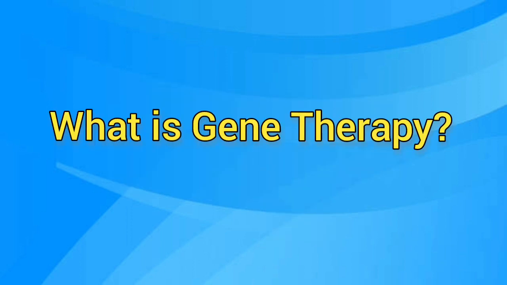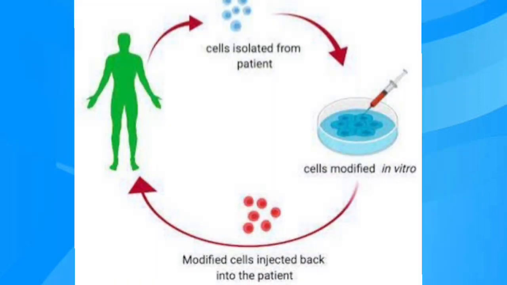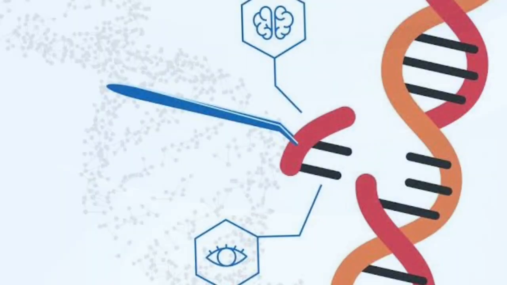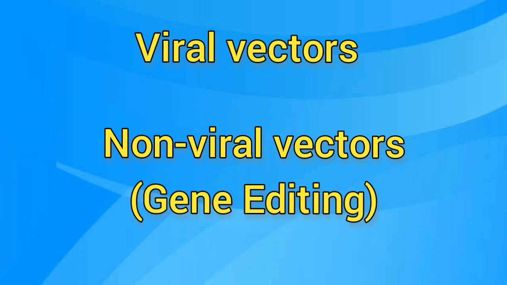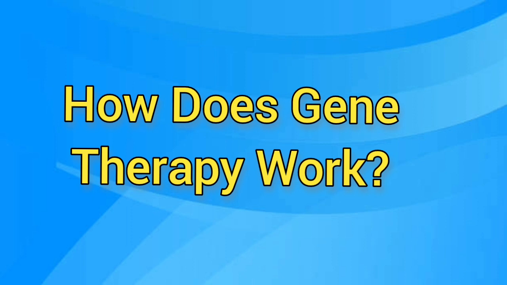What is gene therapy? Gene therapy involves introducing genetic material into a patient's cells to correct or compensate for abnormal genes responsible for disease development. The genetic material can be delivered into the patient's cells using various techniques such as viral vectors, non-viral vectors, or gene editing tools. How does gene therapy work?